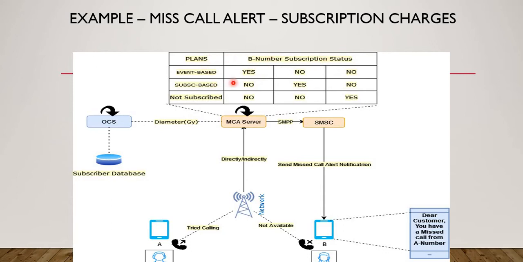How I have created this table is, let's say this is the B number, and there might be different scenarios with respect to which B's charging will happen. So first scenario will be event based. Okay guys, so I will tell you about what are these three types. First, event based, subscription based, and not subscribed. So not subscribed, you can easily understand that this user has not subscribed to this service.